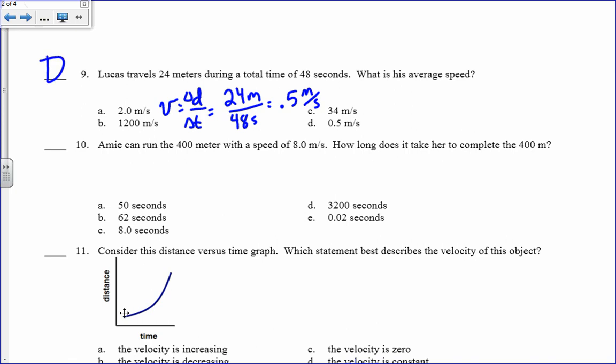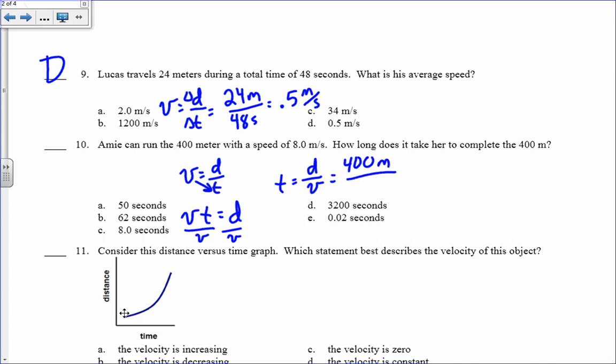Amy can run the 400 meter with a speed of 8 meters per second. How long does it take her to complete the 400 meter? Well, again, V is D over T with a constant speed. And I want to know what is the time. So I'm going to cross multiply, and I'll get VT equals D. And then I'll divide both sides by V. So T then is equal to D divided by V. That's 400 meters over 8 meters per second. 400 divided by 8 is 50 seconds. 50 seconds is A.